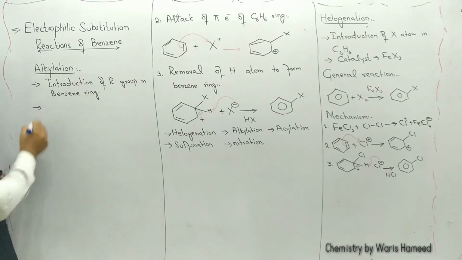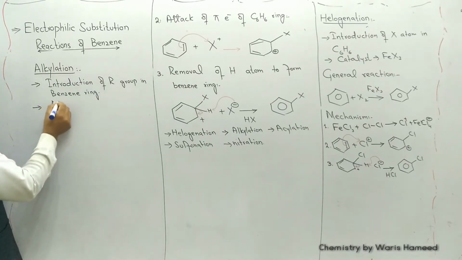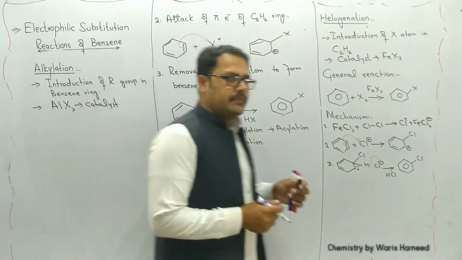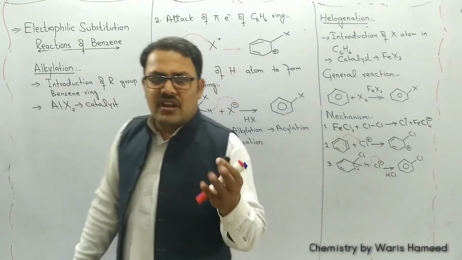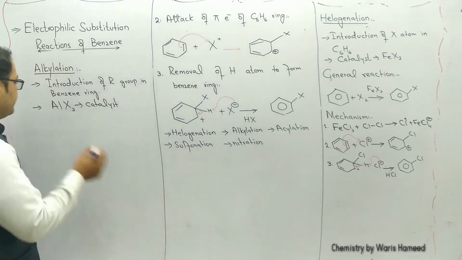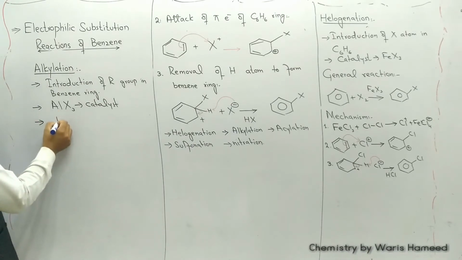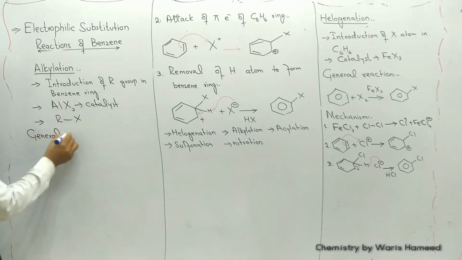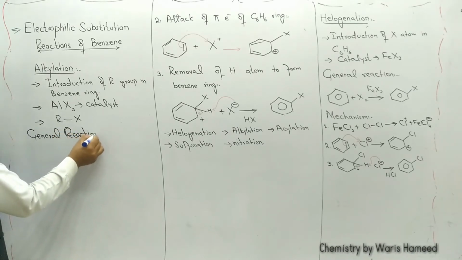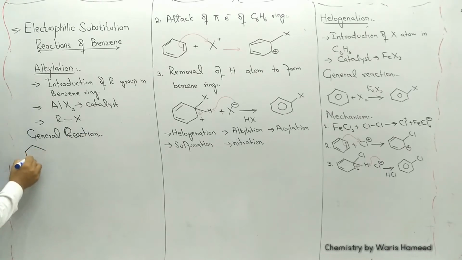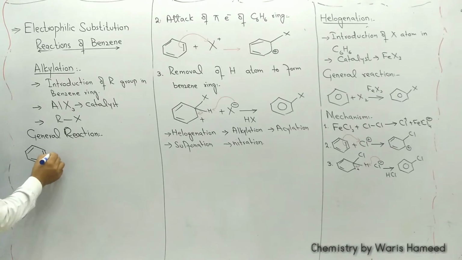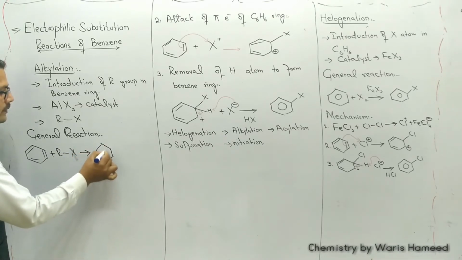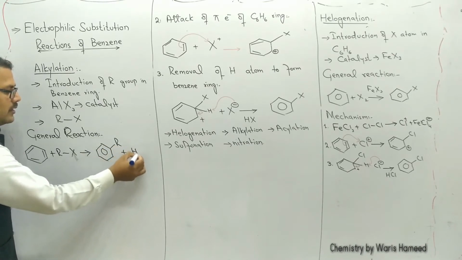In this case, we use the catalyst AlX3. AlX3 is the catalyst. Or we can say that during Friedel-Crafts alkylation or acylation we use a Lewis acid, and the reactant is alkyl halide. General reaction: one hydrogen is replaced with an alkyl group, forming hydrogen halide.